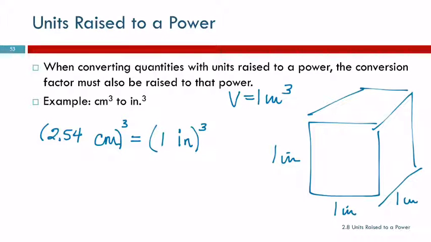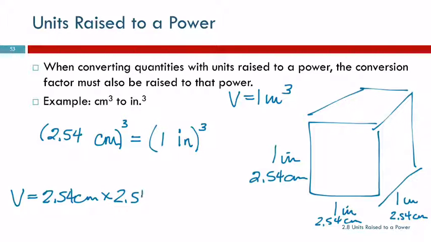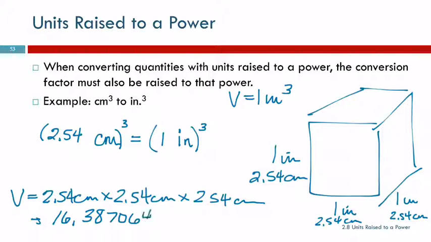What if I measure the sides in centimeters instead? Well, then this is 2.54 centimeters, and this is 2.54 centimeters, and this is 2.54 centimeters. Then when we do volume equals length times width times height, we have the volume is 2.54 centimeters times 2.54 centimeters, so repetitive, times 2.54 centimeters. And so that is equal to 16.387064 cubic centimeters, not 2.54 cubic centimeters.